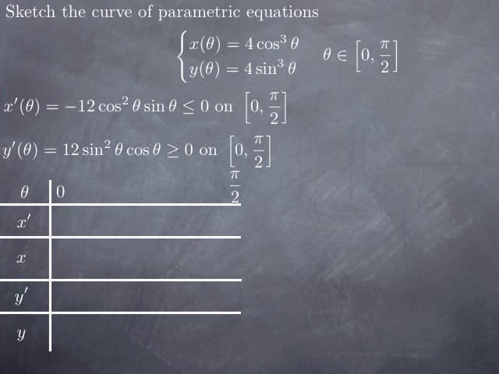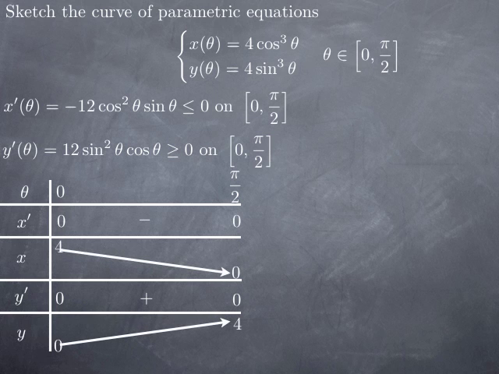So we have this situation. If we look at theta restricted to the interval 0 to pi over 2, then x prime and y prime both take the value 0 at 0 and at pi over 2, and x prime is negative on the rest of the interval and y prime is positive on the rest of the interval. What that means for x and y is that x is decreasing from 0 to pi over 2 and y is increasing from 0 to pi over 2.